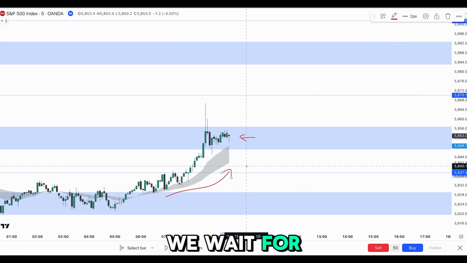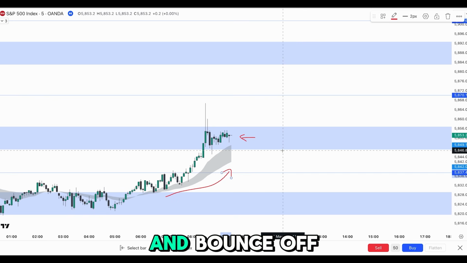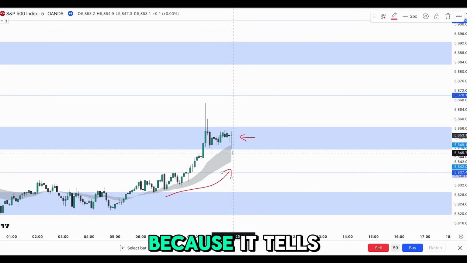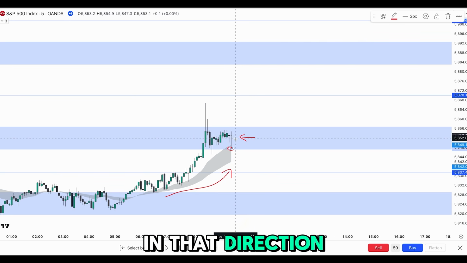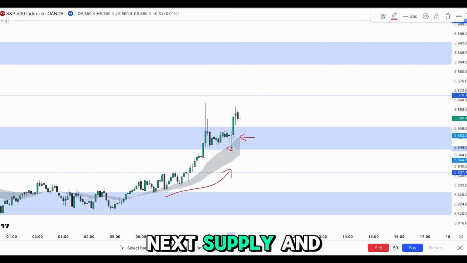And from there, we wait for the price to pull back into the cloud and bounce off it. And that's our entry trigger because it tells us that the trend is still intact and it's ready for another move in that direction. Then we take profit at the next supply and demand level.